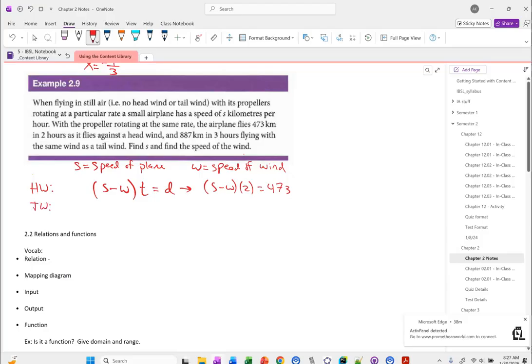With the tailwind, is the tailwind going to slow you down or speed you up? Speed us up. It's going to push, right? So my rate in that case would be S plus W, times 3 is equal to 887. And then I'm going to stop from here. Is that okay after we've got this set up?